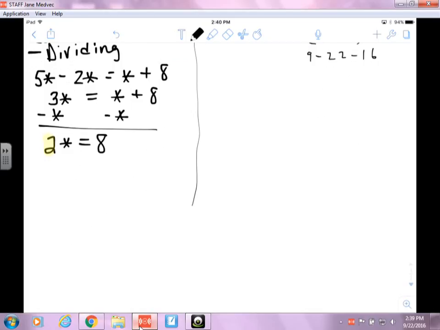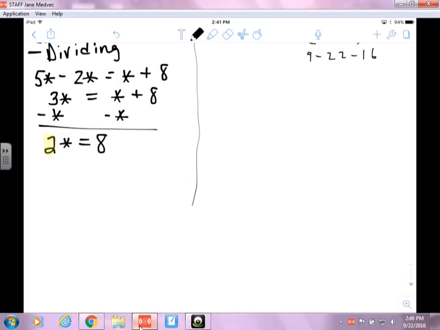I do not want you to do this. I don't want you to do that, okay? A lot of you like to do that. And the reason why I don't like it is this. Remember on our definition the other day we said it's like a balance. What you do to one side, you do to the other. Okay, when you do what I just did, it doesn't show that.